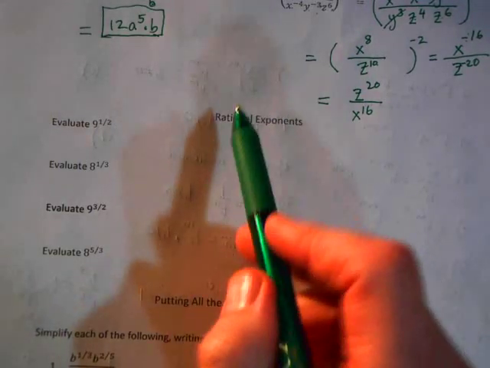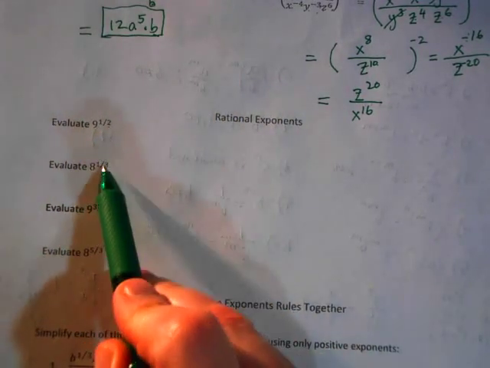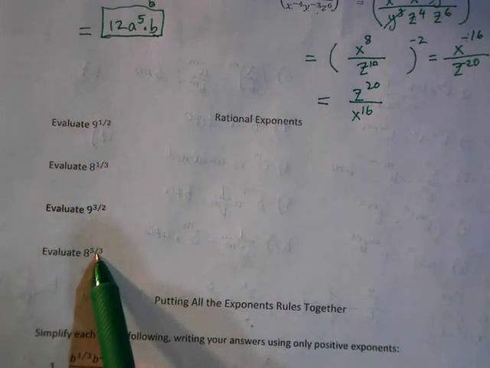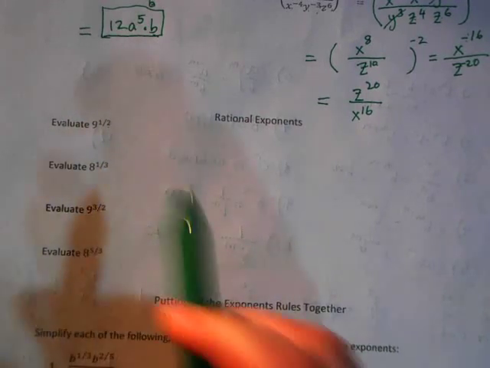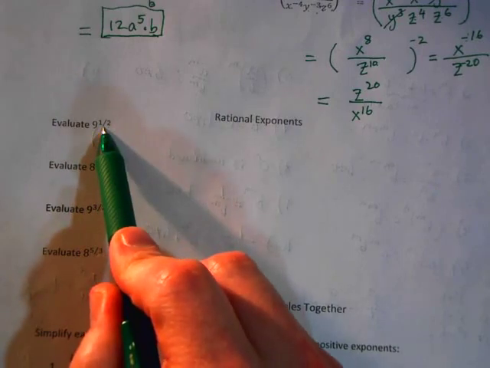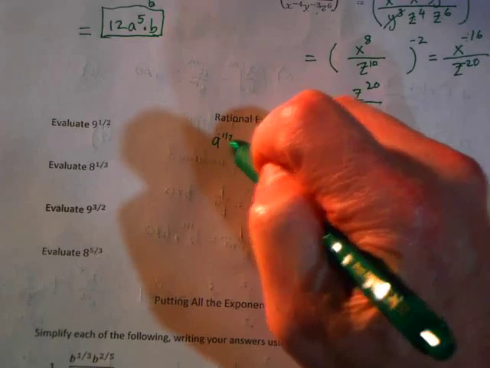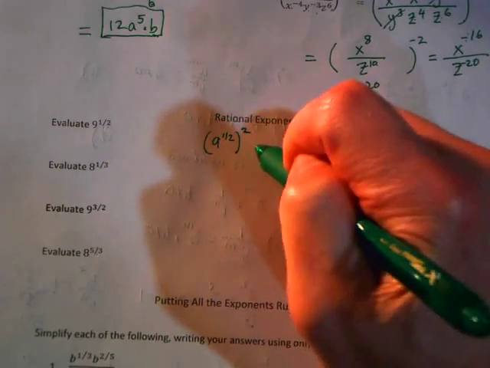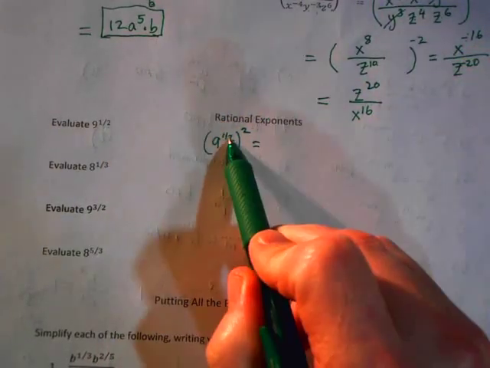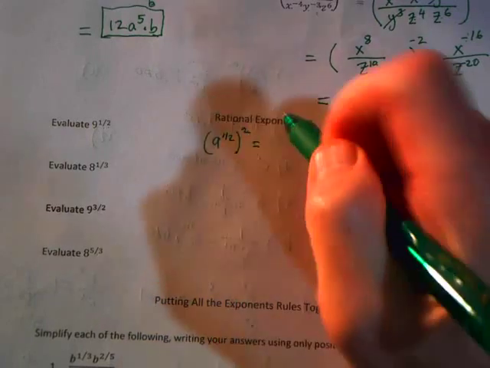Rational exponents. Rational is a fancy way of saying fraction. So what we're going to have here is exponents that are fractions. 9 to the 1/2. Well, I don't know what that is. But I know if I take 9 to the 1/2 and I square it, I would multiply my exponents. 1/2 times 2 is 1.